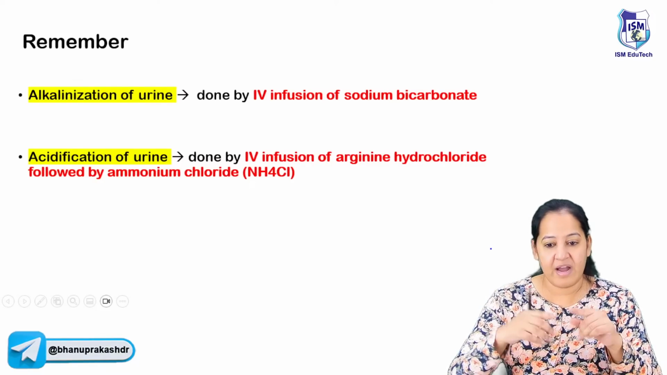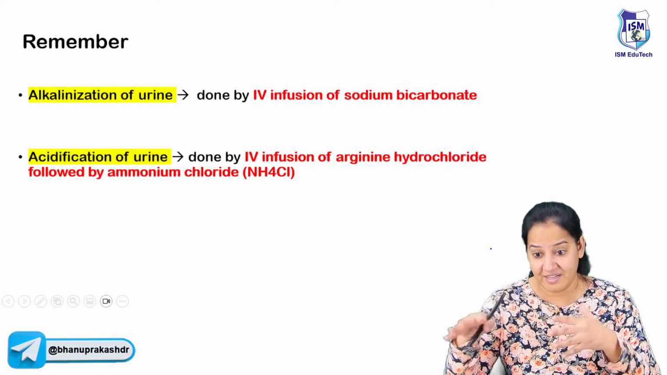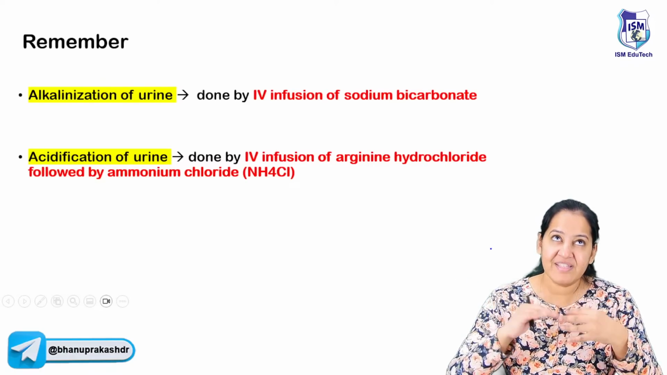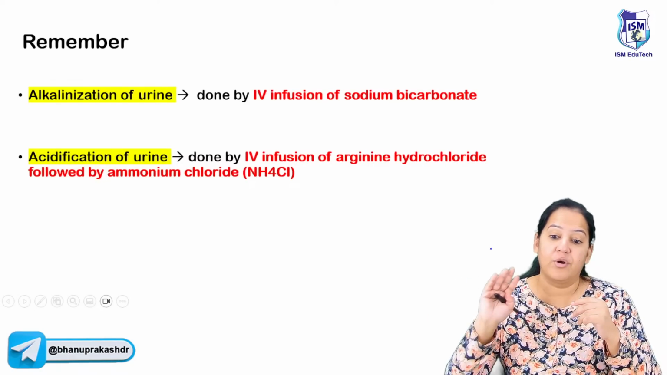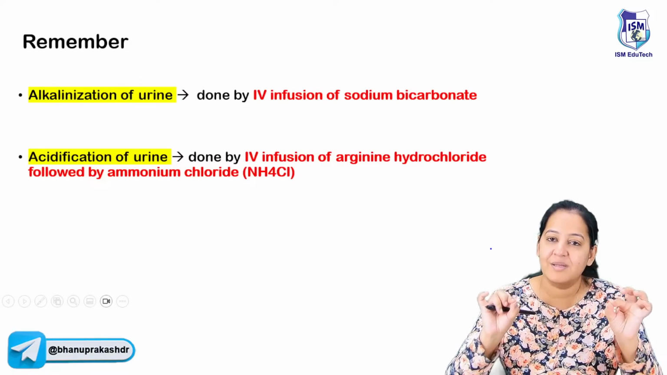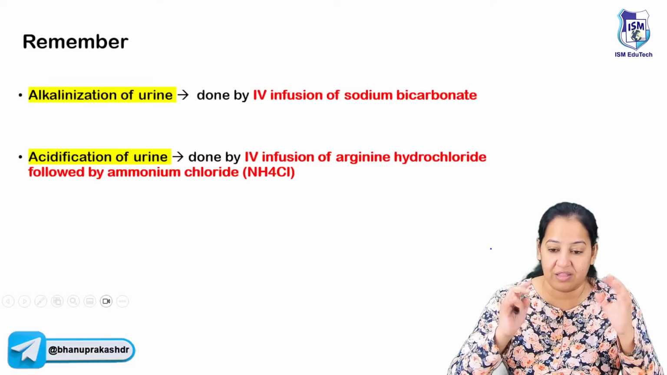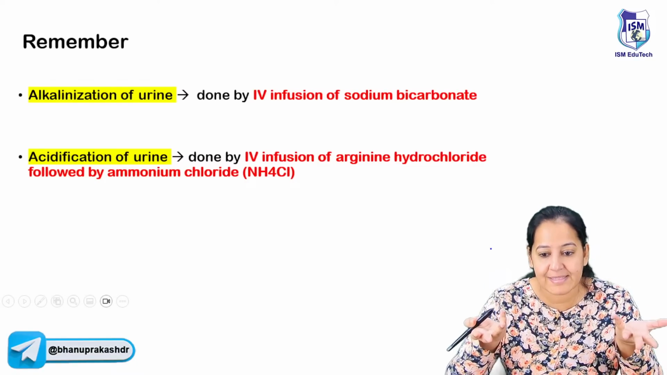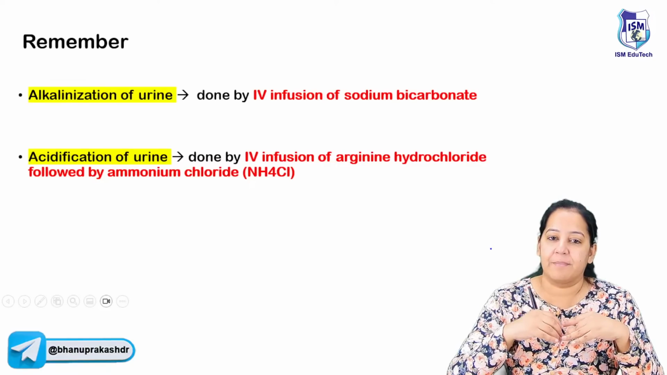If it is an acidic drug, I will alkalinize the urine of this patient so that it gets excreted out as soon as possible. And if it is a basic drug, I will acidify the urine of this patient so that it gets excreted out. So depending on the drug, the first question you have to ask the parents, the relatives, is which drug, show me the strip, which drug has he taken? It is acidic or basic, depending on that.